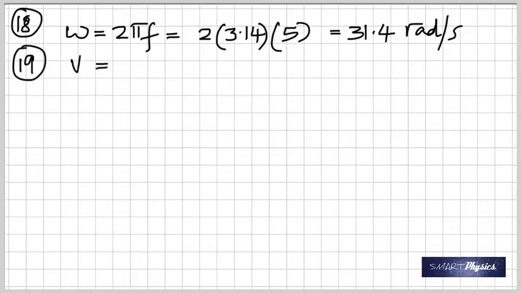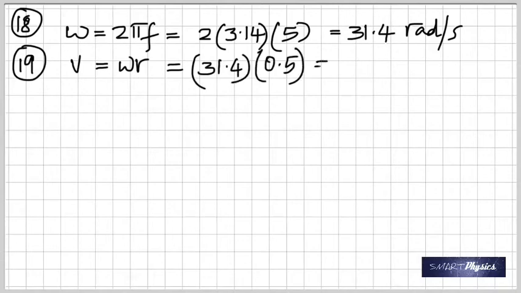Okay, so again, when you rearrange, you're going to get the linear velocity as the product of angular velocity and radius. The angular velocity is 31.4. The radius is 50 centimeters. Did anybody notice that? It's in centimeters. Okay, you have to change it into meters. That's why you get 0.5. 50 divided by 100 is 0.5, multiply by 31.4, you get 15.7 meters per second. All right, directly on to 20.